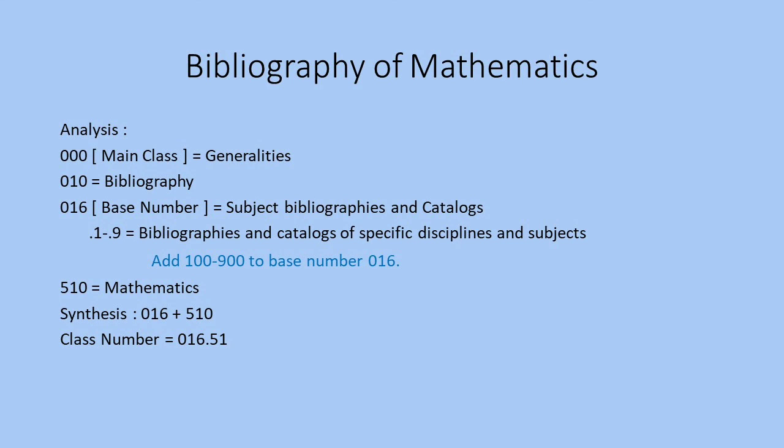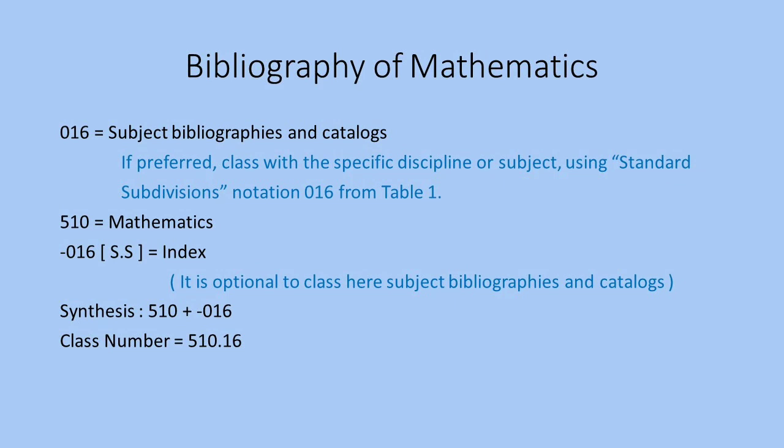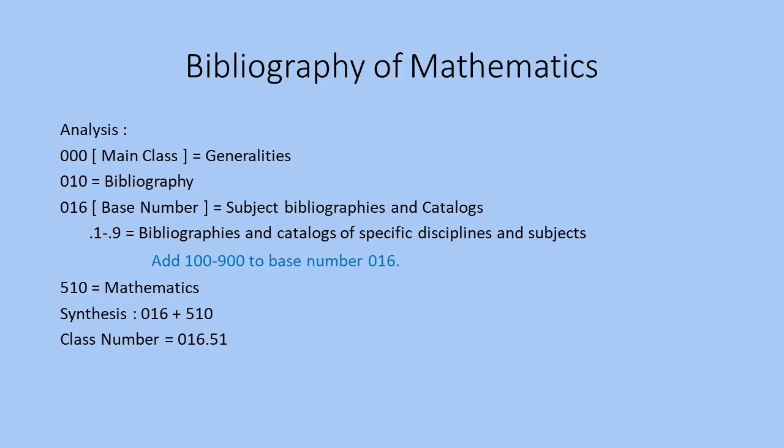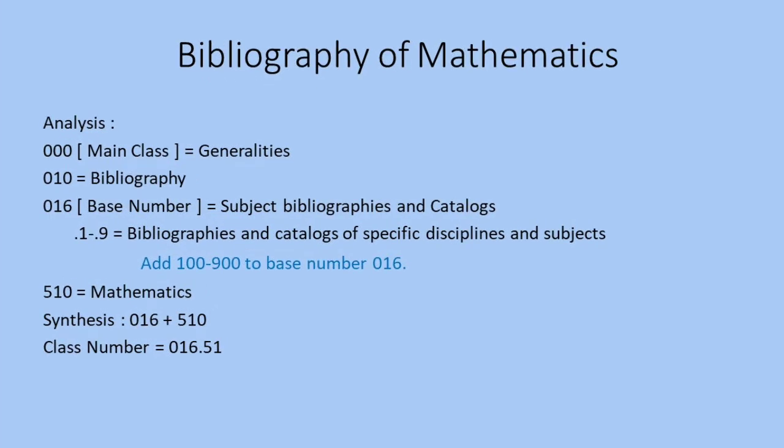I will show you the two ways, but the first one is the main way. The right way, okay. You can do this in this way. I will discuss the other later, but at first I will discuss this way. In 010 there is bibliography, and under bibliography in 016 equal to the subject bibliography and catalog, but under 016 there is no instruction to add the subject.